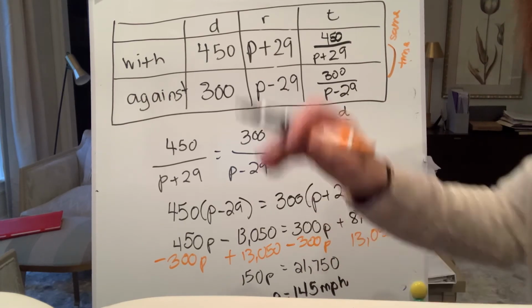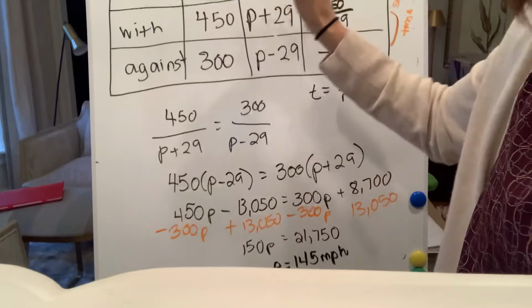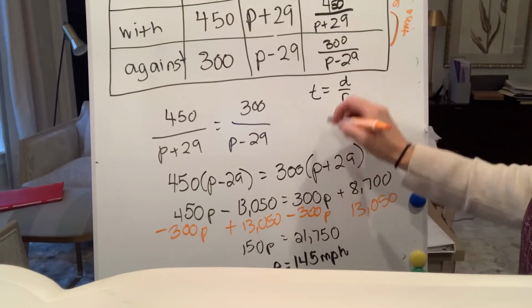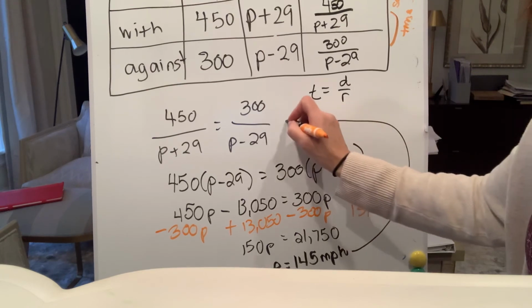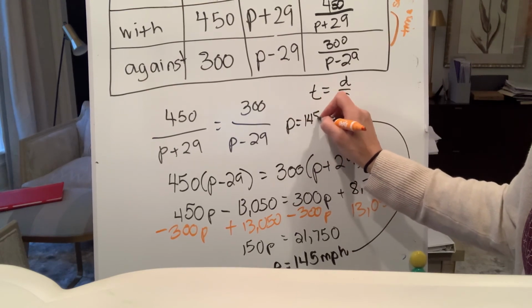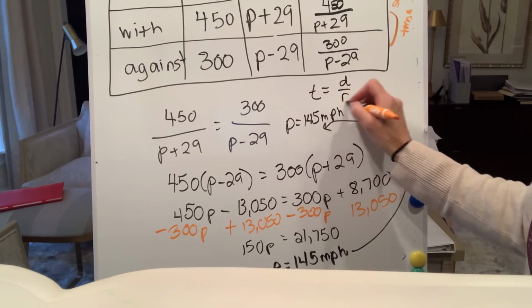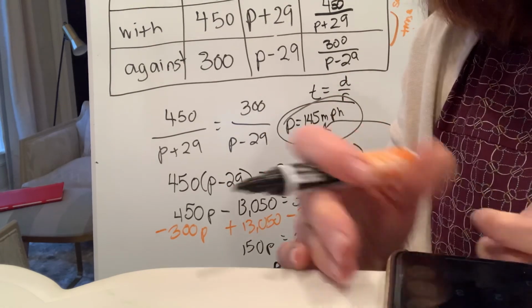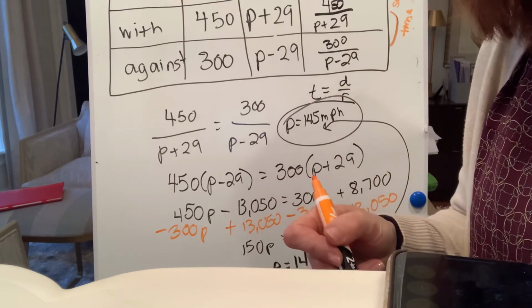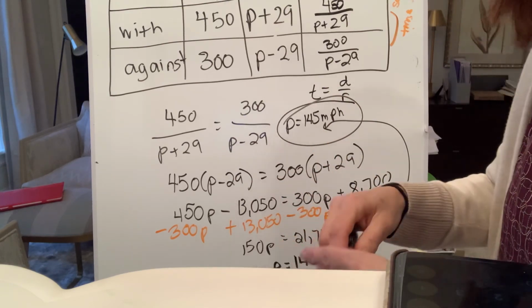The speed of the plane is, I'm going to write that up higher so that you can see that, P equals 145 miles per hour.